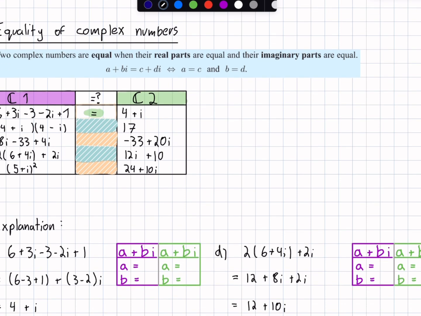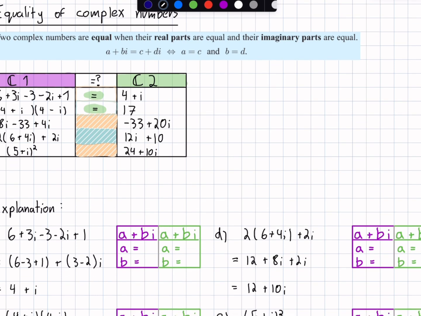Now let's look at part B. Lock in your answers now. And yes, once again, they are equal because of the sum of two squares. Now let's look at part C. If you said that they are not equal, you are correct, because once you simplify the left-hand side, you will get 22i, which is different from the 20i on the right-hand side.